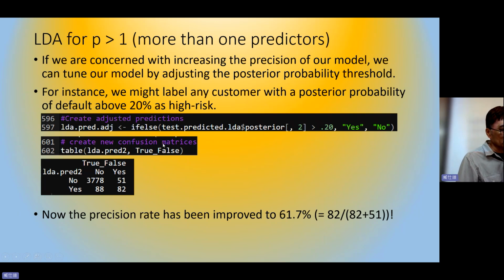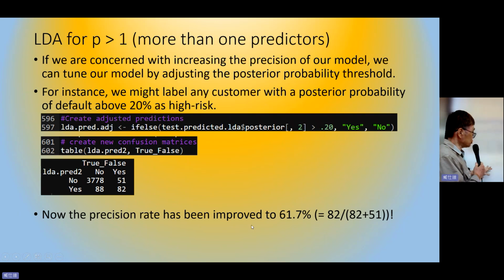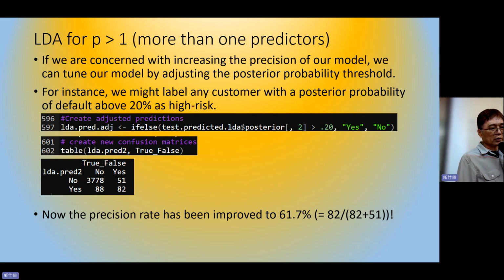Based on this, we can regenerate the confusion matrix. Then the precision rate has been improved to 61.7%. So now it's better than the logistic regression. This is clearly improved. The key point here is you need to know how to adjust the posterior probability of default. You have to specify the threshold.